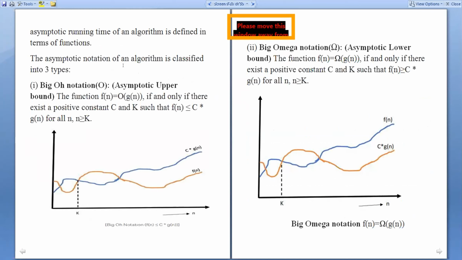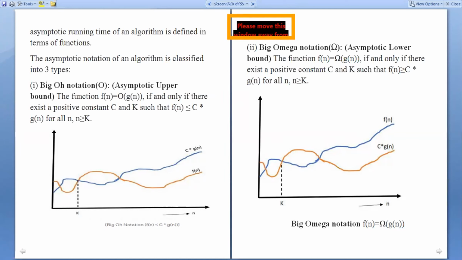The asymptotic notation of an algorithm is classified into three types. See, asymptotic notations are of three types. They are big O notation, that is the asymptotic upper bound, big omega notation, and big theta notation.